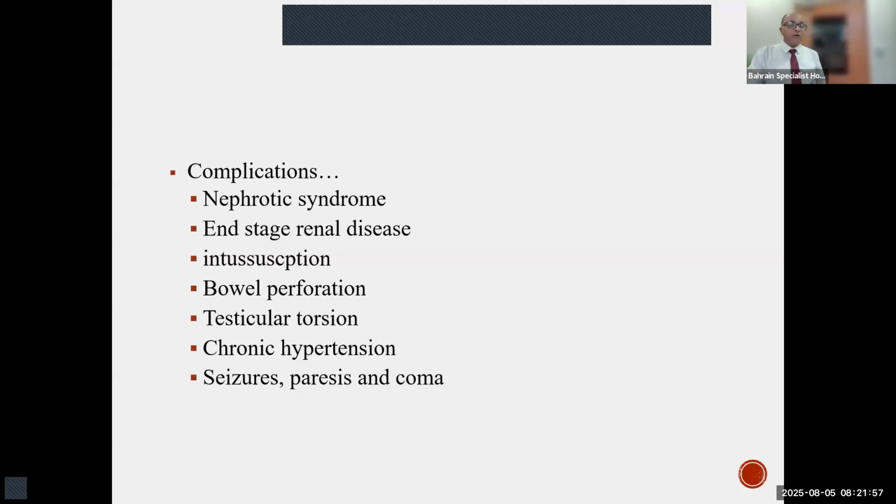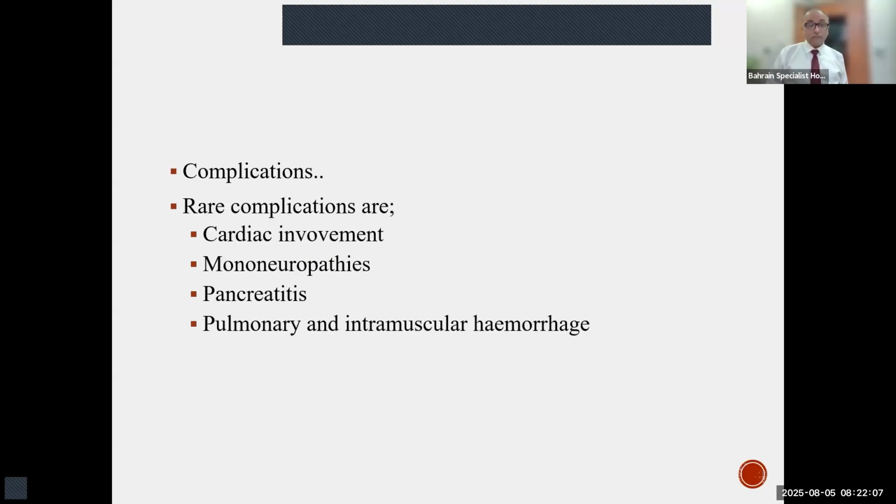During intussusception, they can have bowel perforation. A male child can have testicular torsion. If not controlled or not investigated well, it can land up in chronic hypertension, seizure, paresthesia, and coma. Rare complications can include cardiac involvement, mononeuropathies, pancreatitis, or pulmonary or intramuscular hemorrhage.